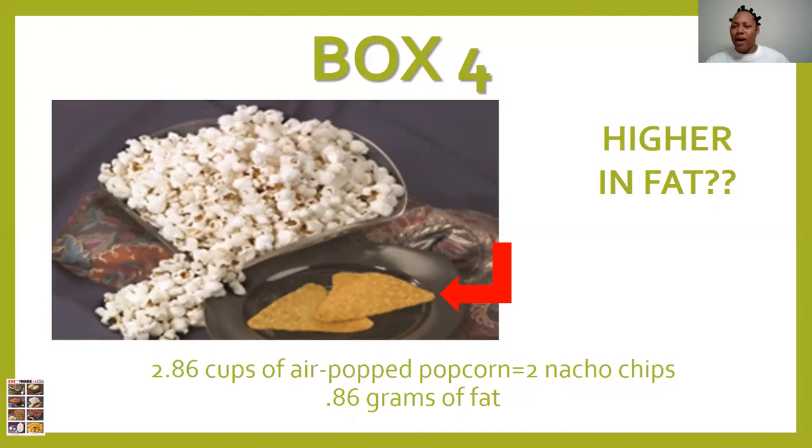Well, why? Why, Miss Jai? That's because the 2 nacho chips are equal to 0.86 grams of fat, right? Are we just going to eat 2 nacho chips? No, we're going to eat the whole bag. And so, once again, that fat content multiplies, versus 2.86 cups of air-popped popcorn, which also equals 0.86 grams of fat. And as you can see, it's a whole bowl of popcorn, and we're probably just going to eat that one bowl. And so once again, we're getting more for less. We're getting more food, but with less fat. Okay.